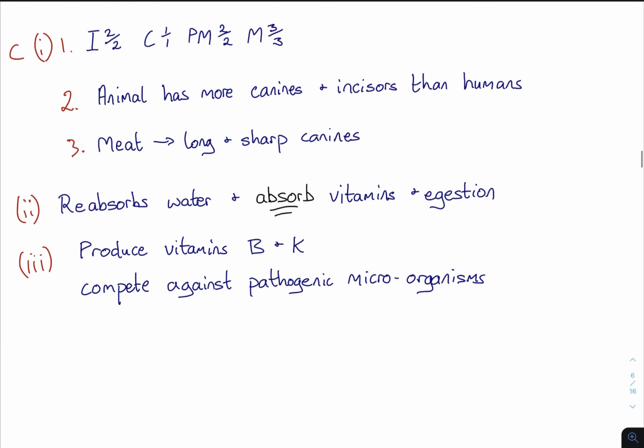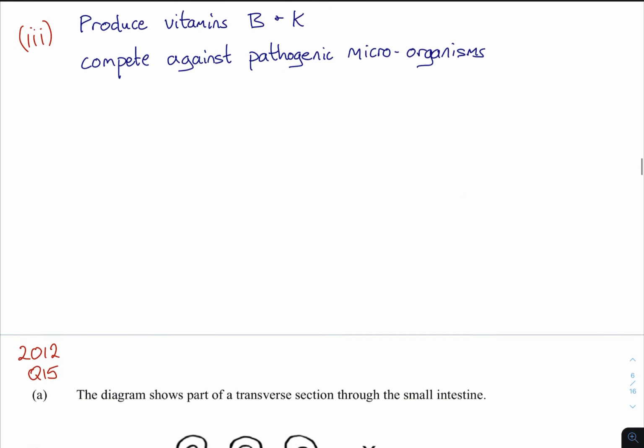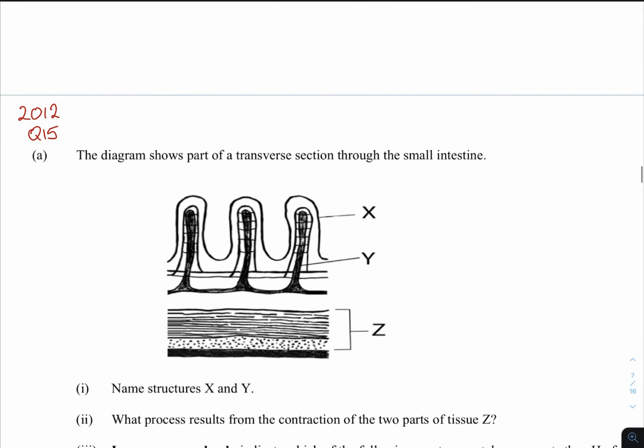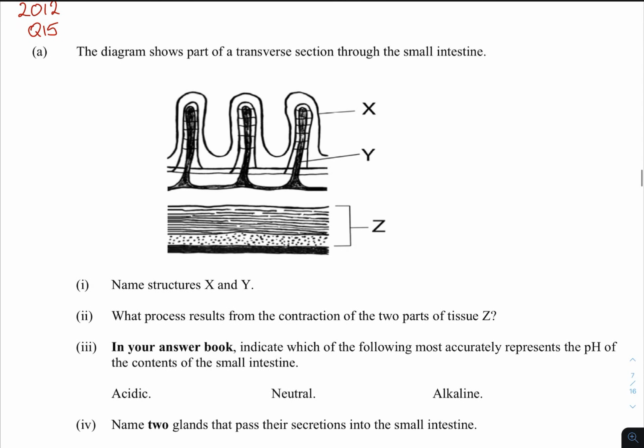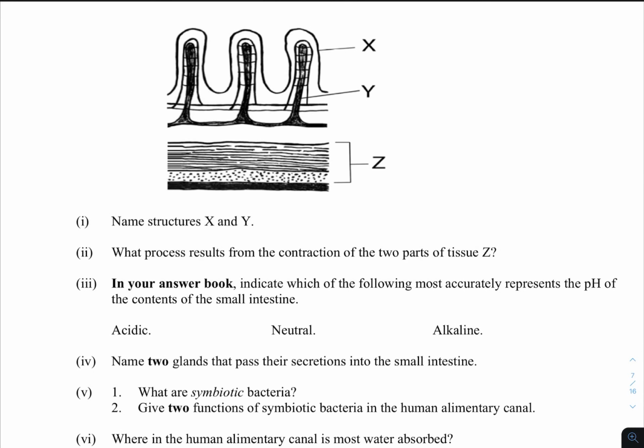Okay, we're going to do one more question and then we'll finish up with this one, and we'll do part 2 in a moment. So this is 2012, question 15. The diagram shows a transverse section of the small intestine. You're asked to label the parts X and Y. So X is over here. Well, X, this is your villi. So a villus, you could say the villus wall if you want, or just the villi or villus. Villus is singular, villi is plural, so it doesn't matter. And then Y is like the tongue part here, that's how I always describe it.